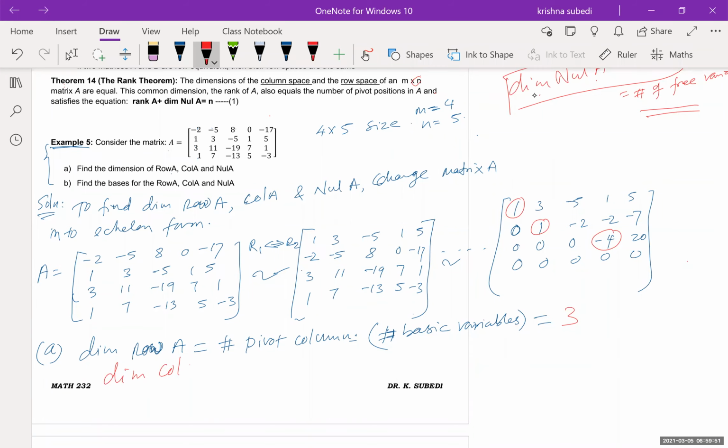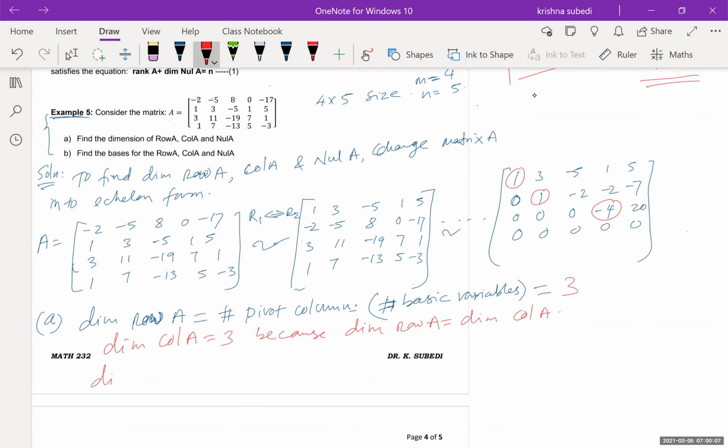Dimension of column A is also 3, because we already know that dimension of row A equals dimension of column A. And then dimension of null A equals the number of free variables. So the number of free variables is, as you can see, equal to 2.